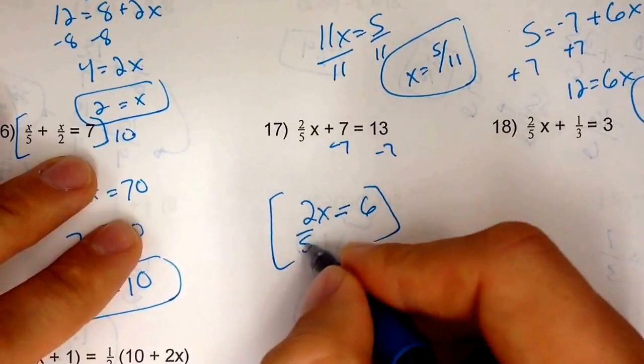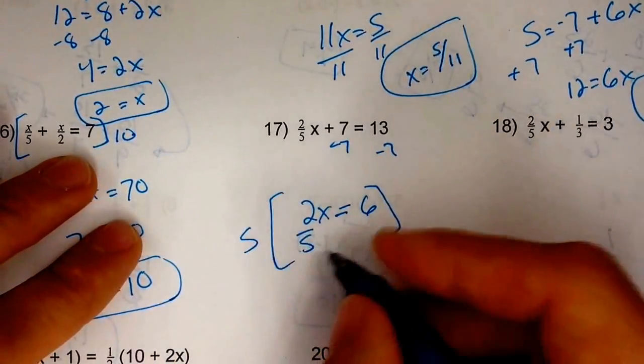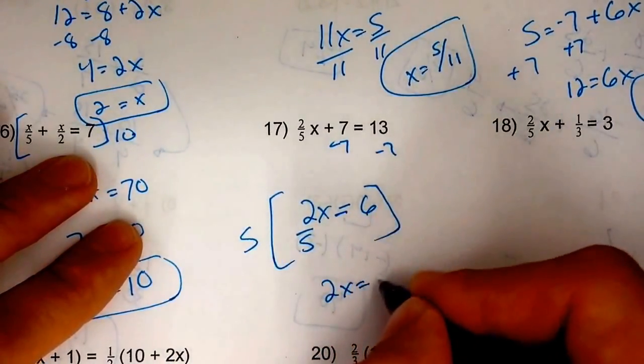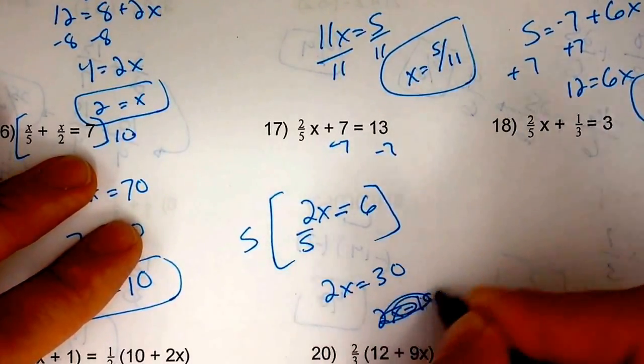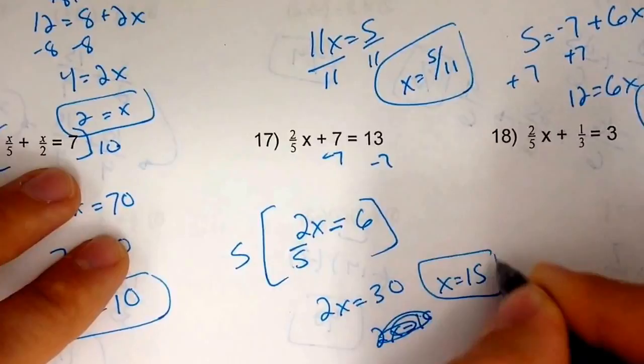I've got 2x over 5. I'm going to multiply both sides by 5 to eliminate that denominator. 6 times 5 is 30. And now it's an easy problem. Divide by 2, and I'll get x equal to 15.